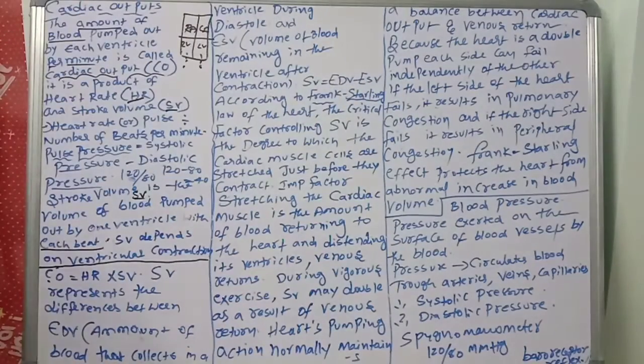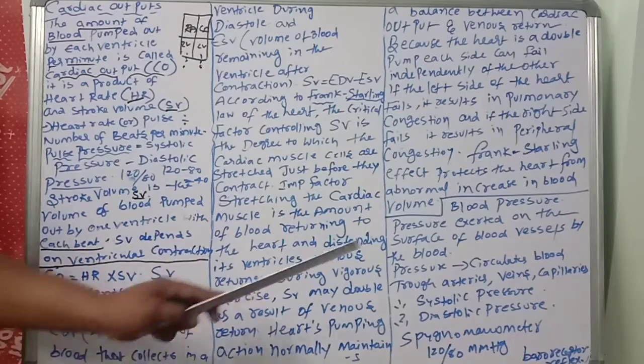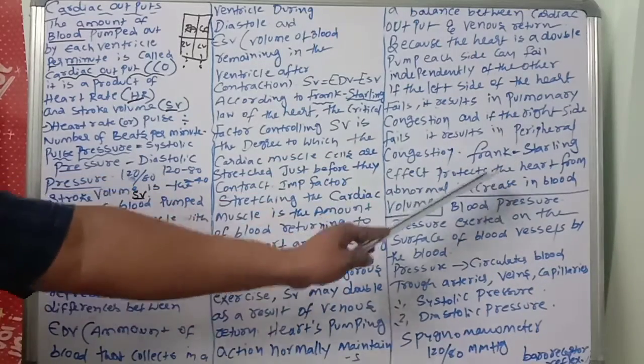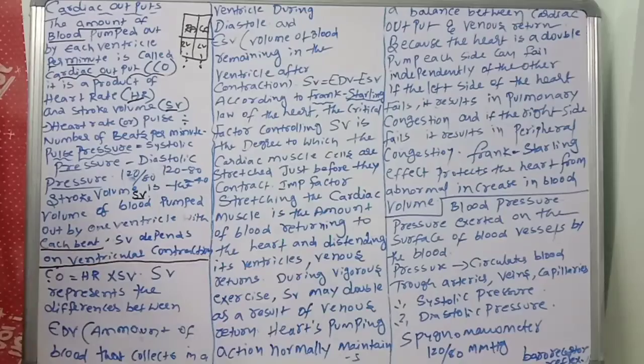So very problematic. The Frank-Starling effect protects the heart from abnormal increase in blood volume. Whose effect? The Frank-Starling effect protects the heart from abnormal increase in the blood volume. This is important. Next, blood pressure.